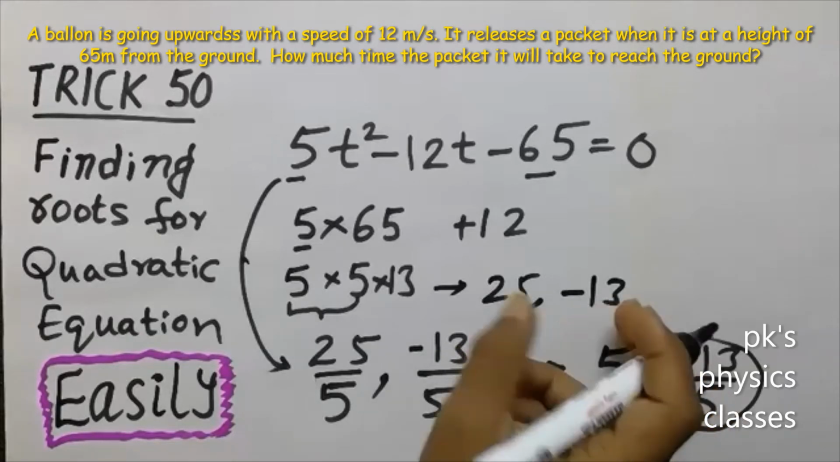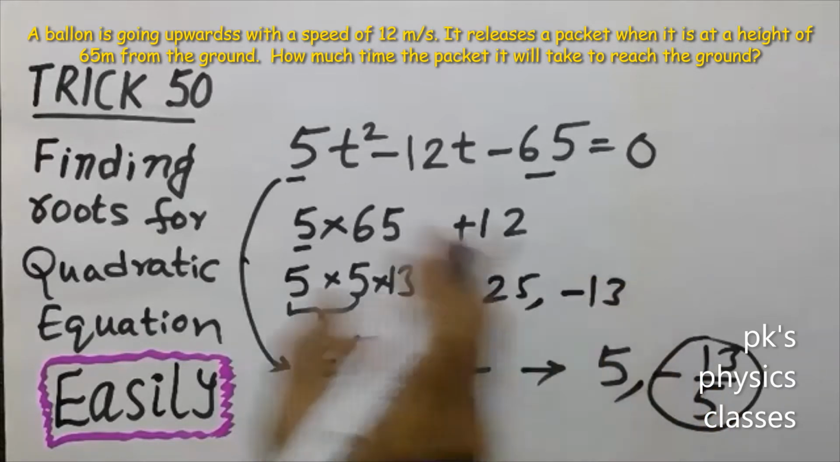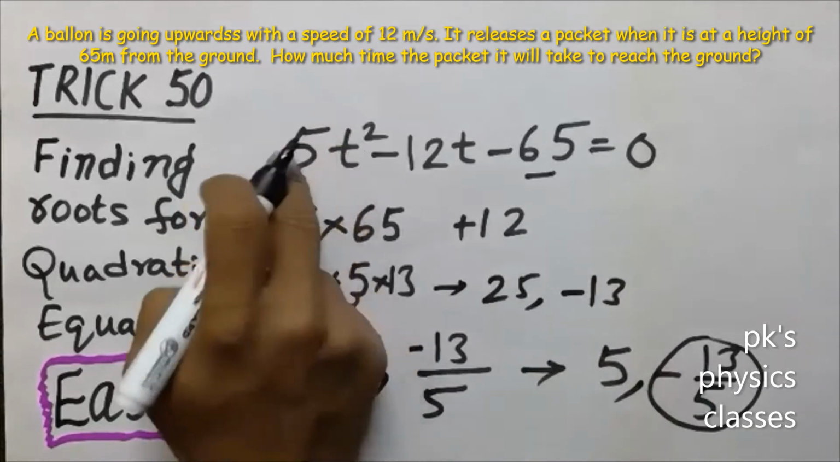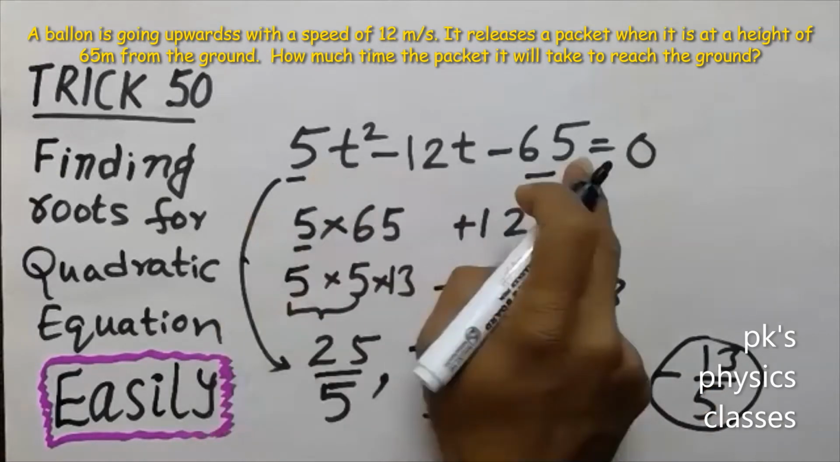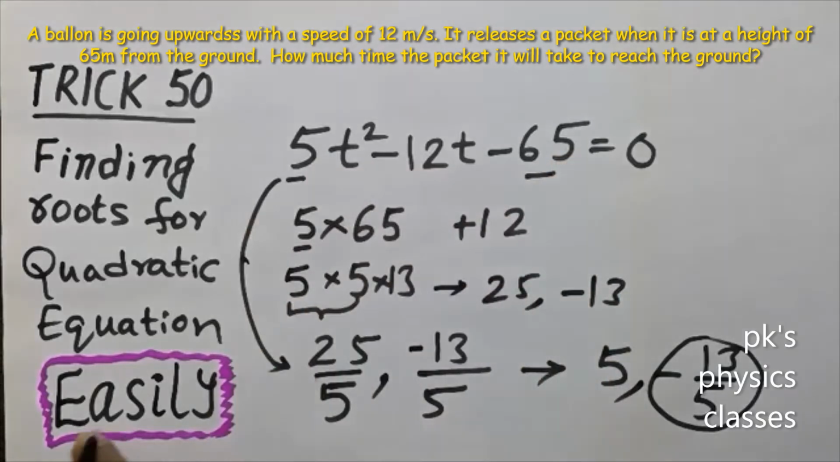Now after that you just divide both of these by the 5, the coefficient of t square. So 25 by 5 and minus 13 by 5. From here you will get 5, and from here you will get minus 13 by 5. These are the two roots of this quadratic equation, and you can find them easily.